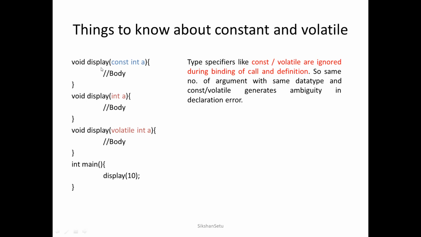So here in this case one argument, here also one argument, here also one argument, and all three arguments are of integer type, and in all three functions the name is the same. So since the type specifiers constant and volatile are ignored, it will generate ambiguity. In declaration, it will consider all these functions as already declared. When you try to declare this function, the compiler will generate an error over here. Why? Because a function with the same name and same number of arguments already exists. So it will prompt a declaration error.